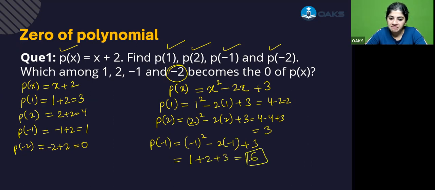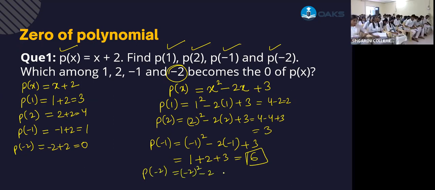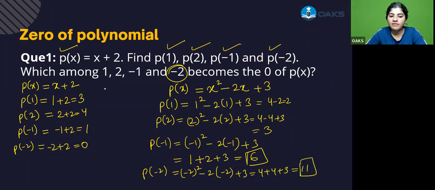So P of minus 2, can you find? Eleven. Yes. So any of the values 1, 2, minus 1 or minus 2, is there any 0 of a polynomial? No. Okay.